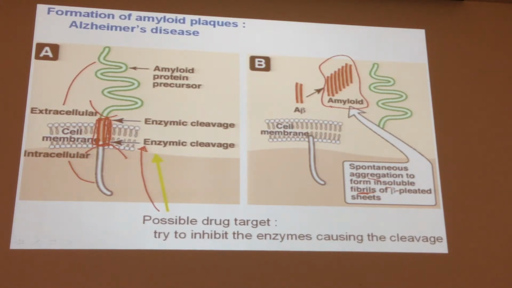So that's just one example of a misfolded protein involving a beta sheet and approaches people are thinking about for treating it.